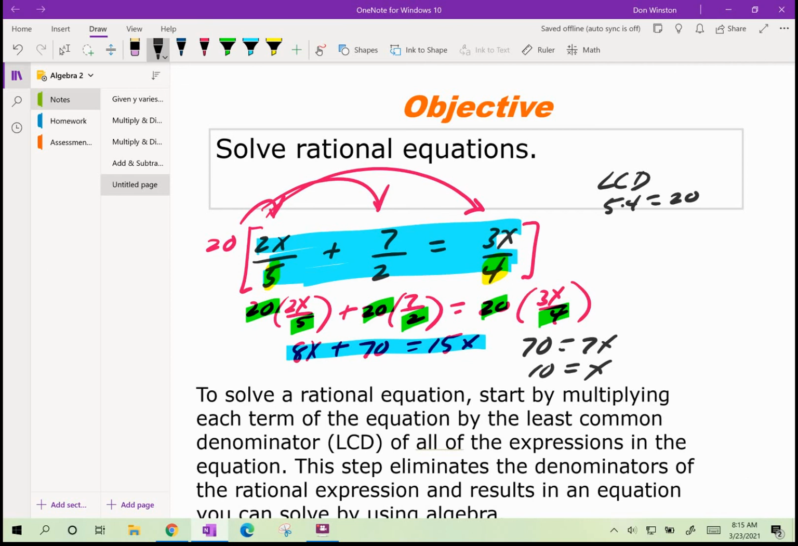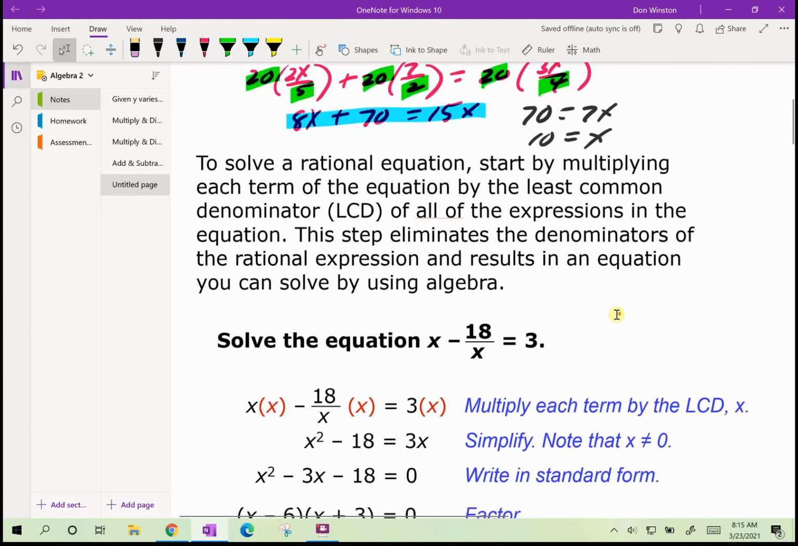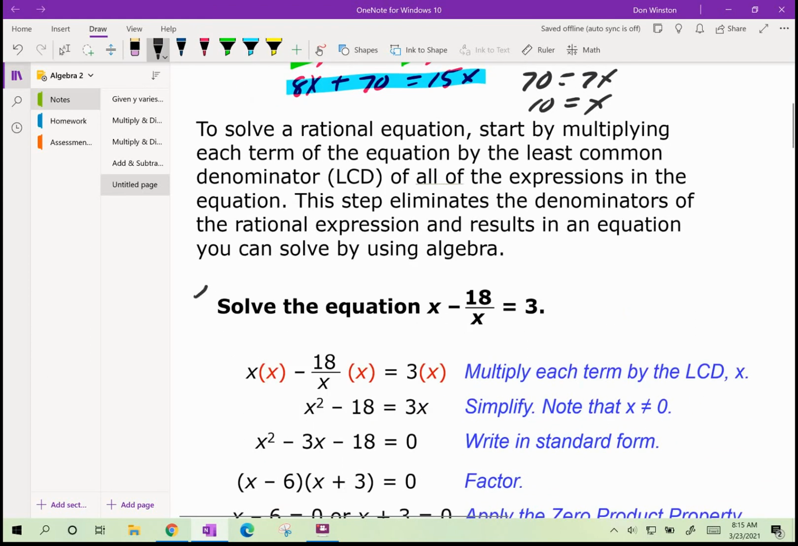Multiply by the LCD. So to solve rational equations, we start by multiplying each term of the equation by the least common denominator of all the expressions. In this way, we'll eliminate the denominator of the rational expression. So here we have an example, and I like to write everything as a fraction. So I have x over 1 minus 18 over x equals 3 over 1. I want to get rid of my denominator. I see my LCD has to have the 1 and the x, so I am going to multiply my entire equation by my LCD, which is just x.